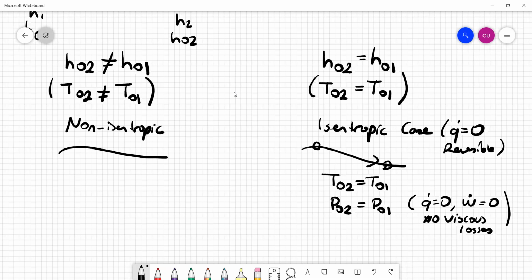For non-isentropic flow, it could be adiabatic, so there could be no heat addition. But if it's irreversible, then the most important result is that, if this is 1 and 2, P02 will be less than P01. You will lose some stagnation pressure. This is quite important in designing aerospace systems, including aircraft, aircraft engines, and rocket nozzles. We will see all of these.